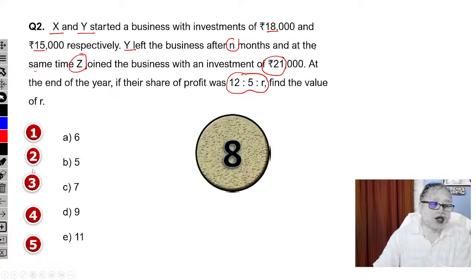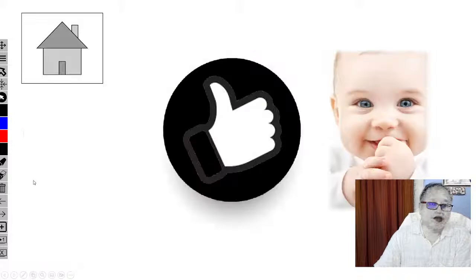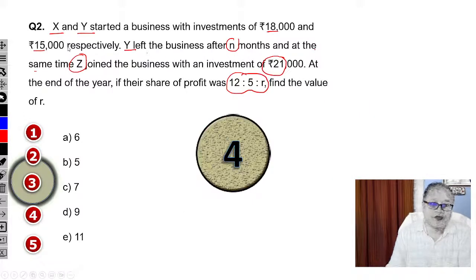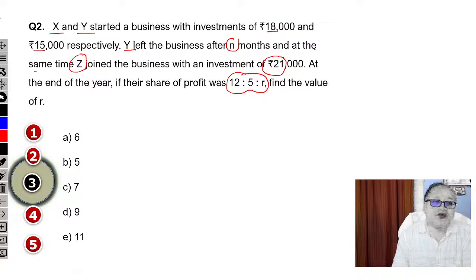Option C. Okay, let's check that option C. Yeah, that's right. That's right, Aman. Option C. Now we can move on.